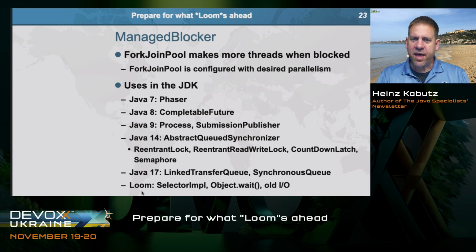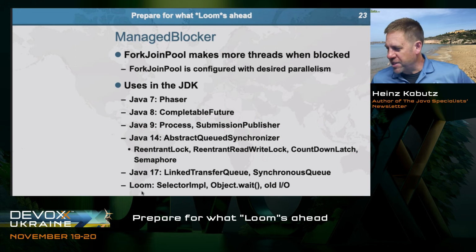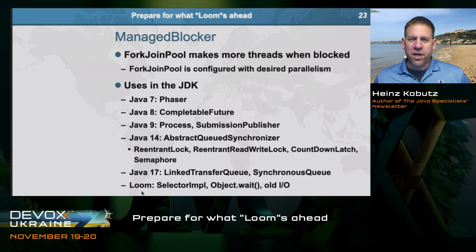And then in Java 17, they added the linked transfer queue, which I don't think anybody uses, but it's there anyway. And synchronous queue, which is used inside only one place, I think, which is inside the cached thread pool. And in the cached thread pool, they never actually call any methods which will be blocking. So, well, they've done it. I'm not sure there's much point, but they've done it. In Project Loom, they also have selector impl as a managed blocker and object wait and the old IO.